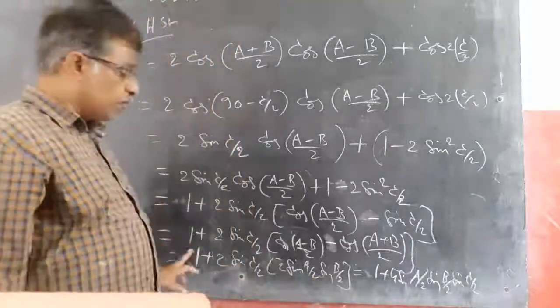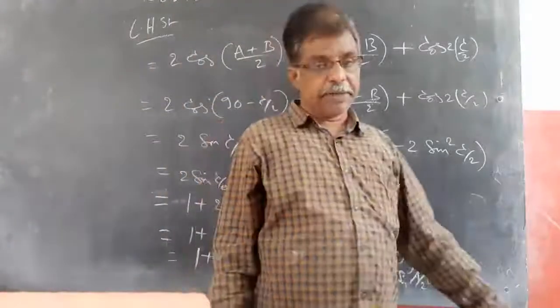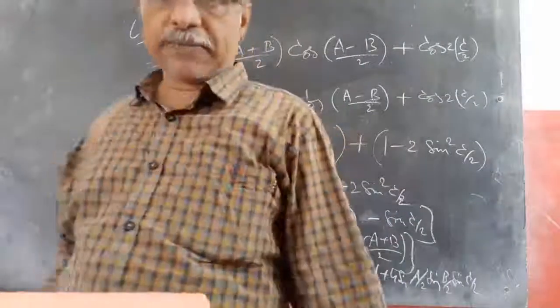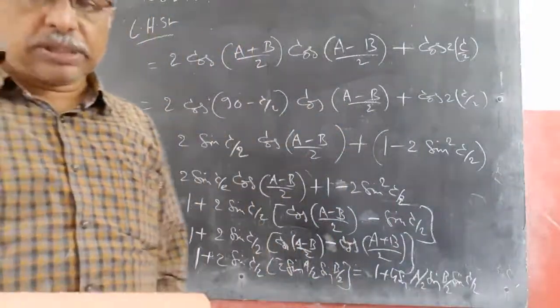Now it becomes 1 plus 4 sin a by 2 sin b by 2 sin c by 2.